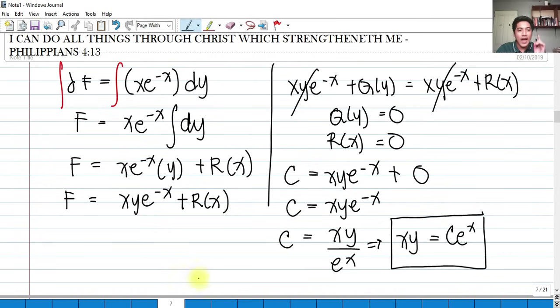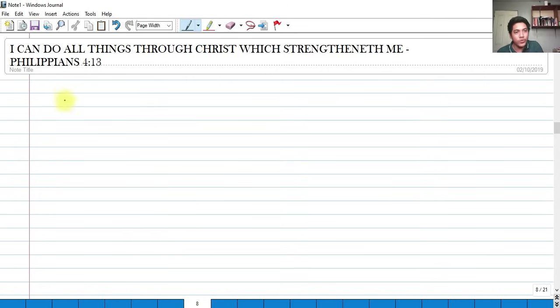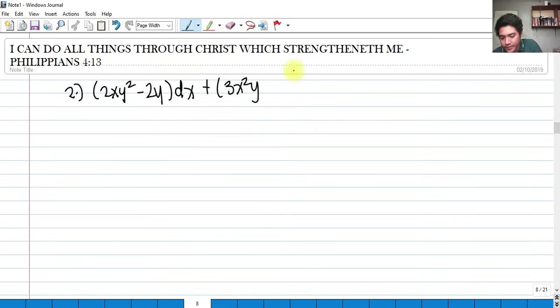Okay, let's try to have another example for number 2. Solve the non-exact DE 2x y squared minus 2y dx plus 3x squared y minus 4x dy is equal to 0. And again, first, this is m. This is again our n.